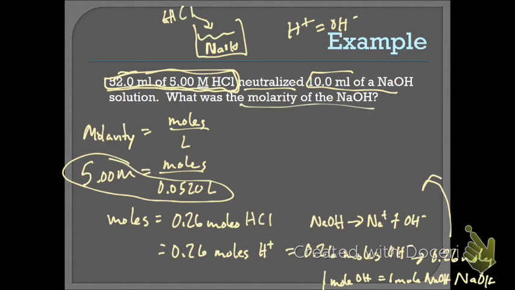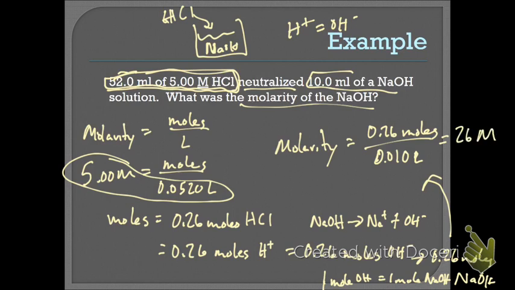It's time to determine the molarity of NaOH. So the molarity equals moles over liters, right? So 0.26 moles divided by 10 milliliters, which is 0.010 liters. So that will equal 26 molar. Well, that's really strong.